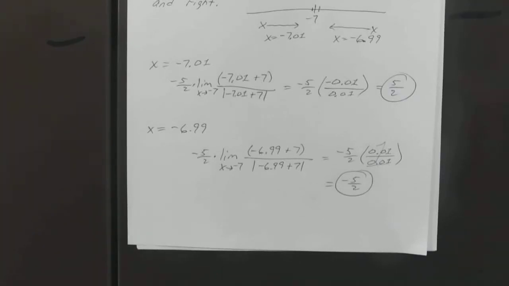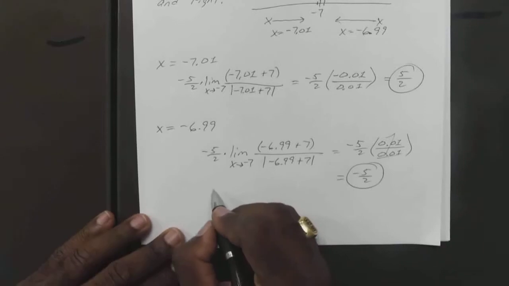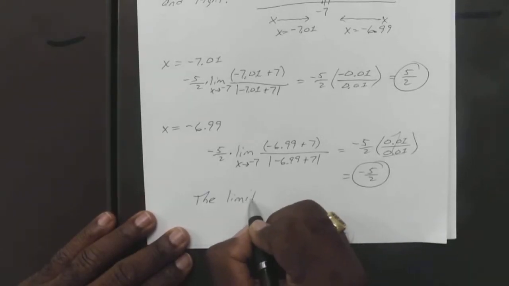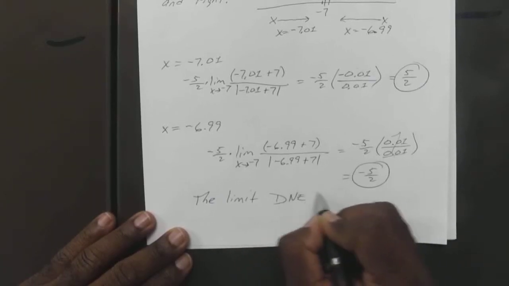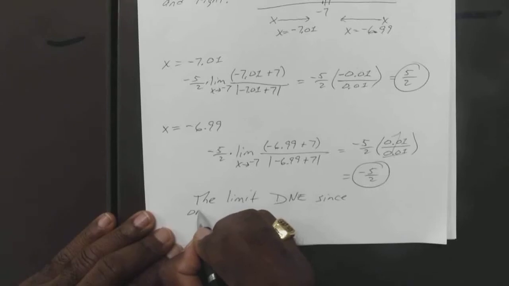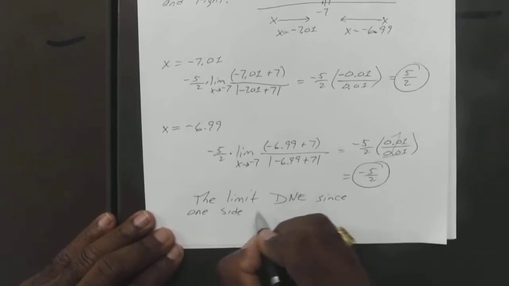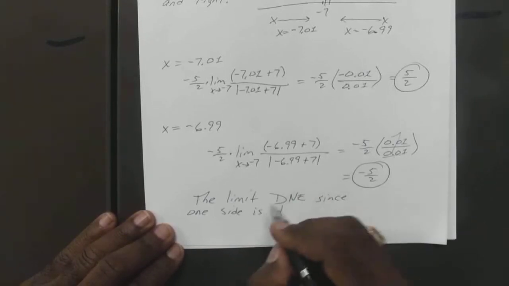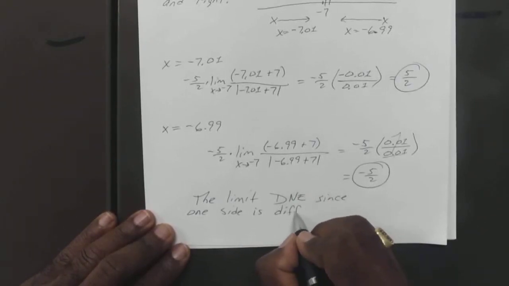Okay, so if you have 5 over 2 in one direction and negative 5 over 2 in the other direction, then you know that the limit doesn't exist, because they have to be the exact same. So the limit does not exist, since one side of the limit is different from the other.